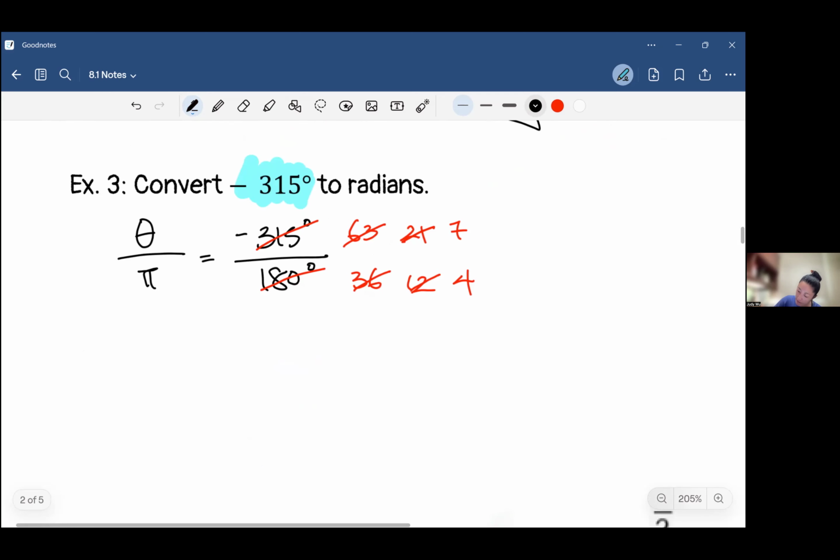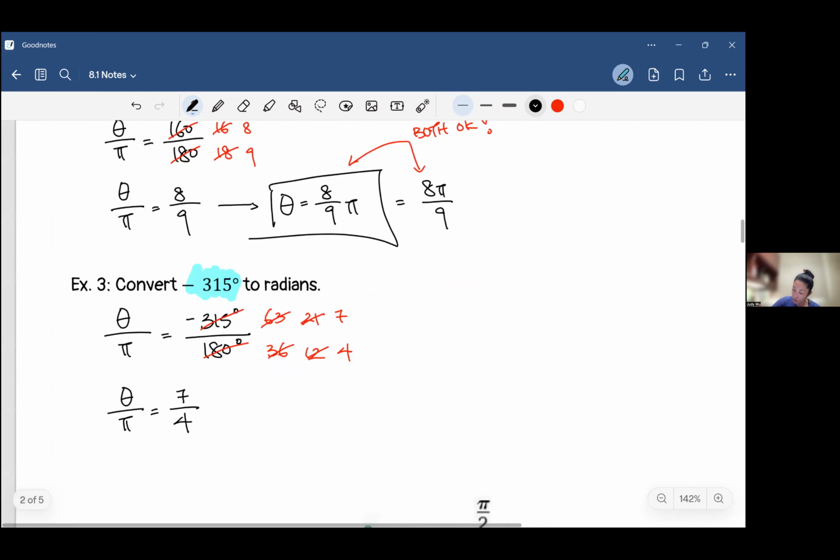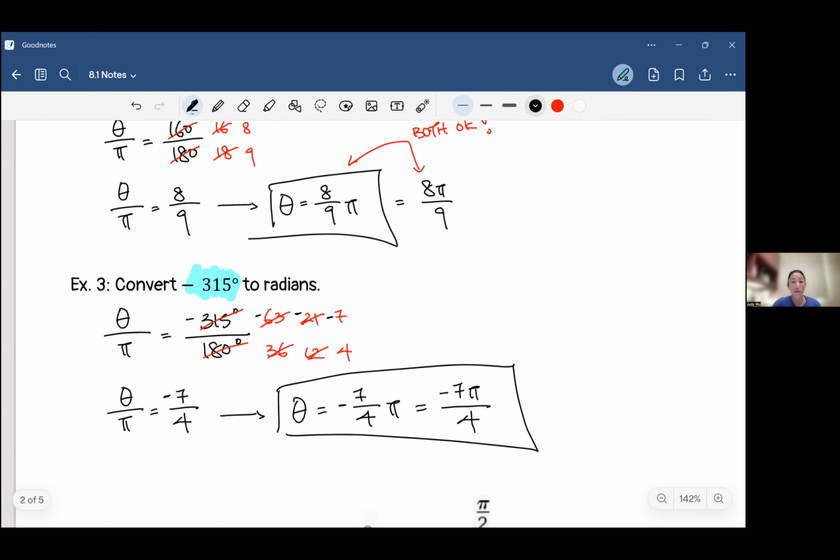So what we really have is theta over pi equals 7 over 4. And just like last time, oops, don't forget it's a negative though. I forgot that negative the whole time. So negative 7 over 4. Last step here, I took the pi that was on the bottom and I multiplied it over. And so that will give me theta equals negative 7 over 4 pi. Or we can write this as negative 7 pi over 4. And both versions are okay.